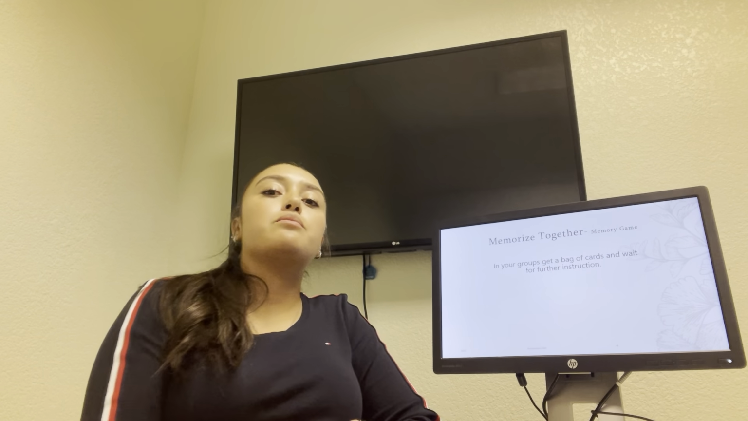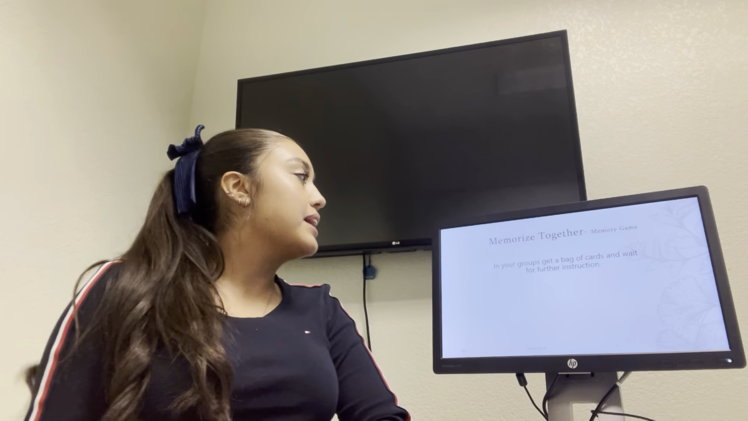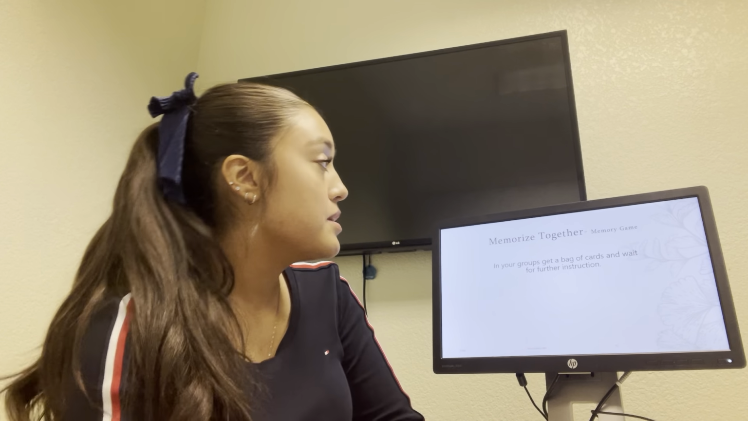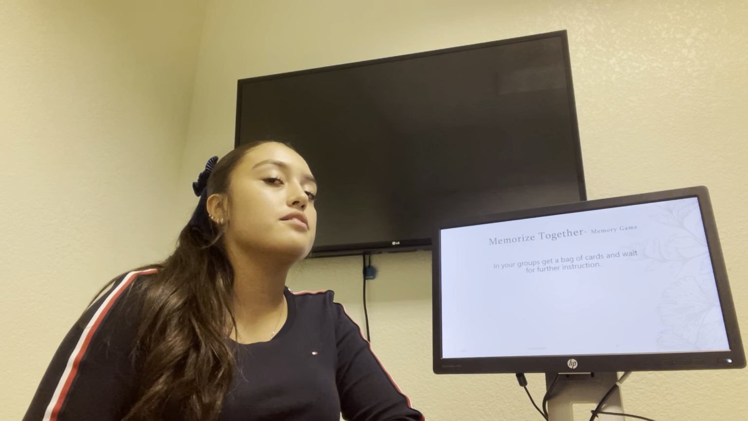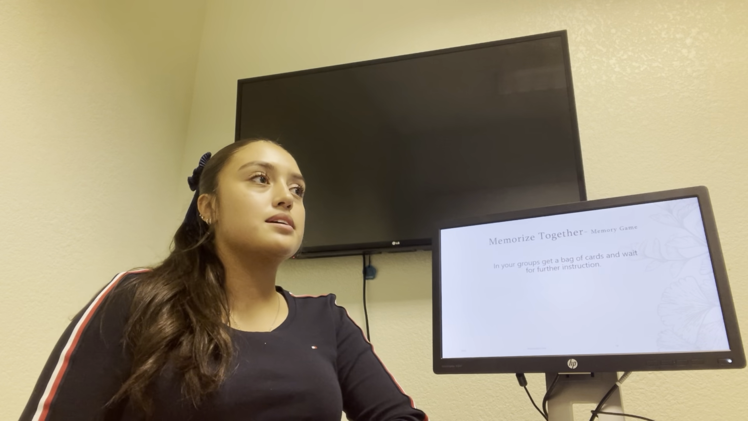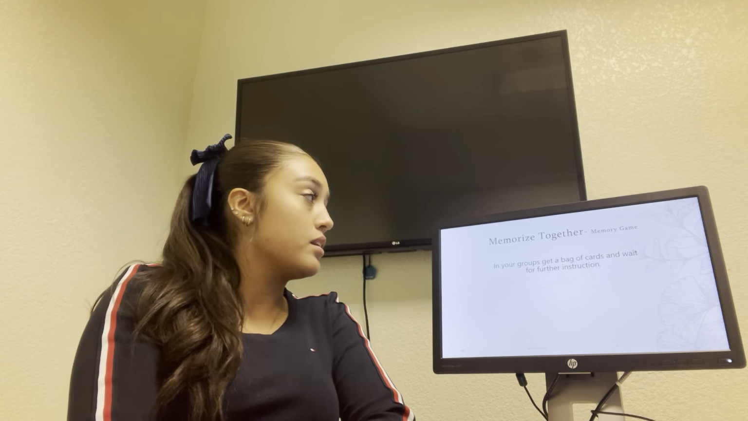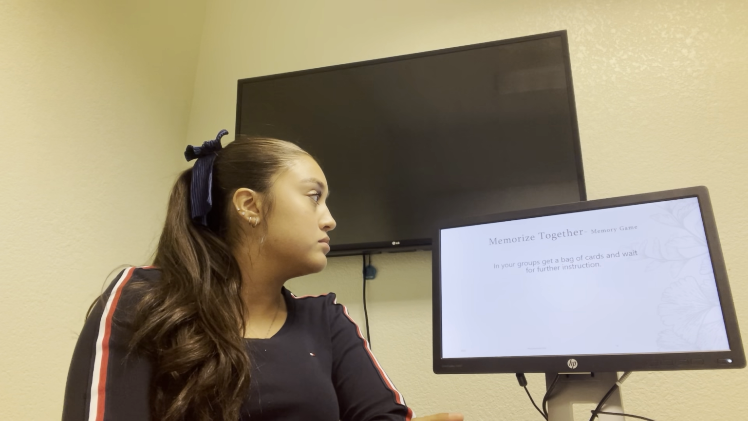Okay, so now that we're done with our notes, what we're gonna do is play a memory game. So in your groups, we're gonna get a bag of cards and wait for further instruction. So the game is gonna be a memory card game. We'll have definitions, pictures, and the actual word, and we're just gonna match them all up together. Okay, and then once we're done with that, it'll probably take a good 5 to 10 minutes.